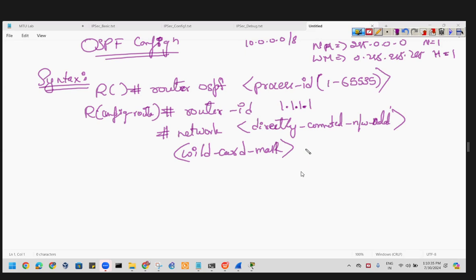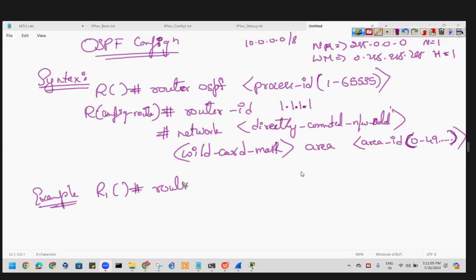Then after the wildcard mask, you'll say the area keyword. You'll type area and then give the area ID. That will go from area 0 to some 49 million, some number it is. You don't have to remember that number, but you can create multiple areas. Example: let's suppose I'm on R1 configuration mode. I will say router ospf.